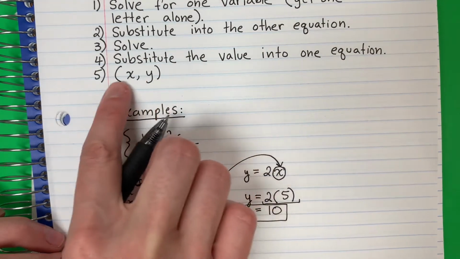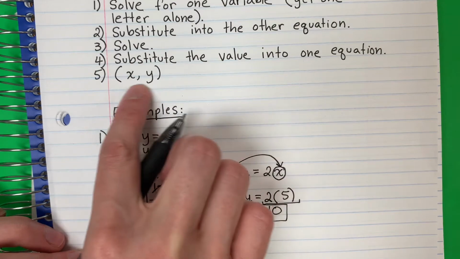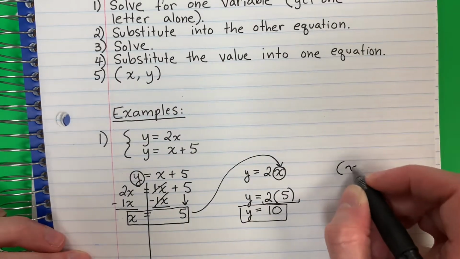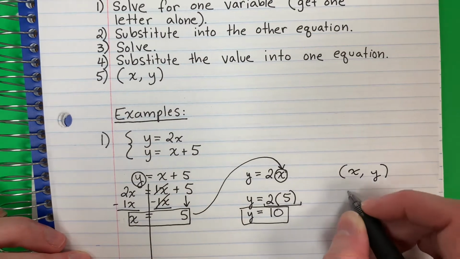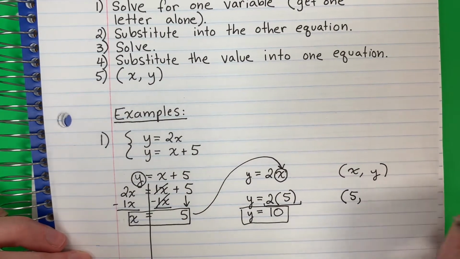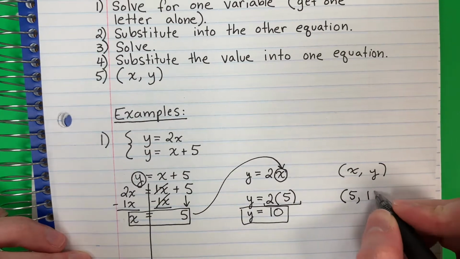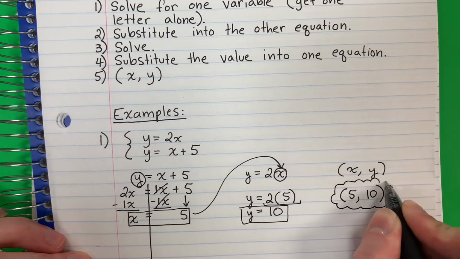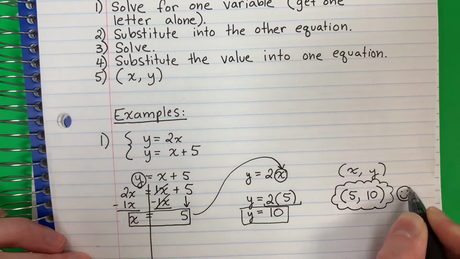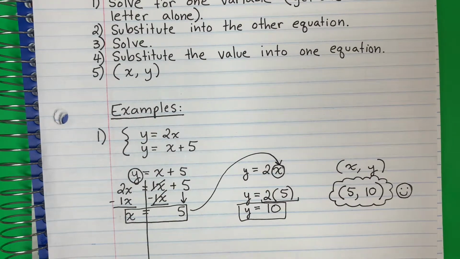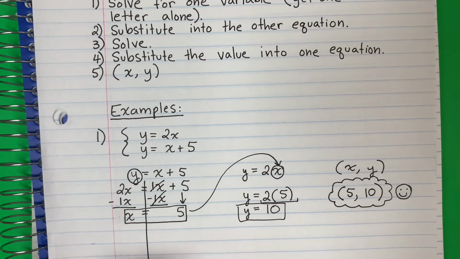My last step, mi último paso, is to put in ordered pair. Voy a poner an ordered pair. So I have x comma y. So I will put parenthesis. X is 5, comma, y is 10. So this is my final answer. Okay, this is the answer. Let's go ahead and do example 2.